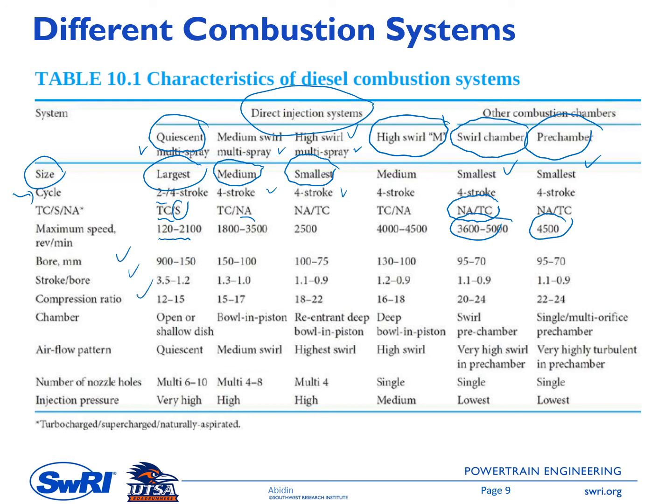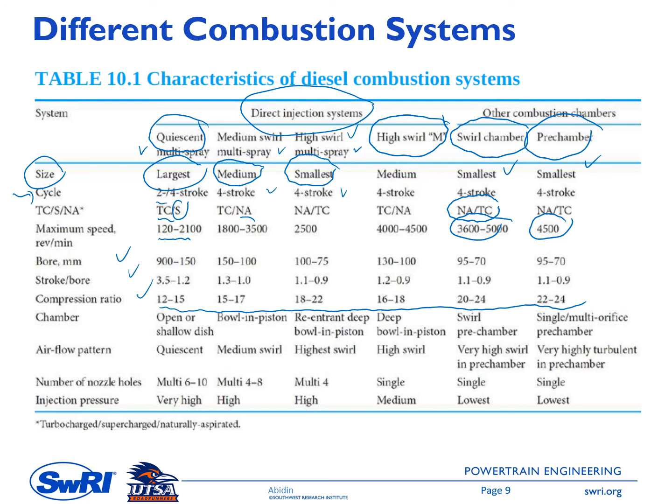The next one here is the compression ratio. Usually a diesel engine has a higher compression ratio than a spark ignition engine. You know well that there is no knock issue in diesel combustion, so you can increase the compression ratio to have a better thermodynamic efficiency.